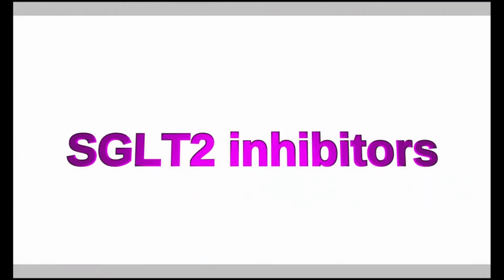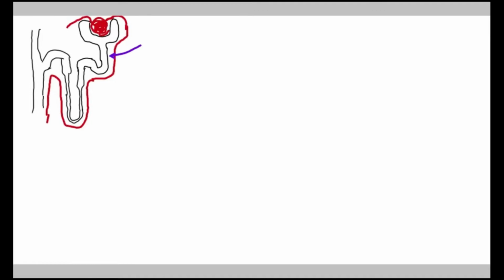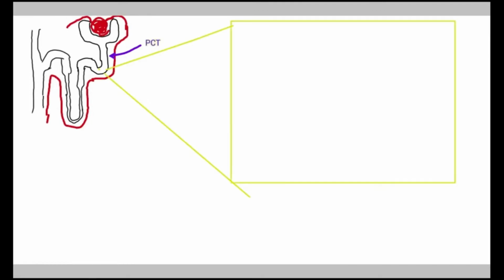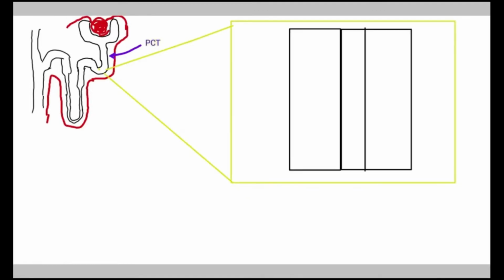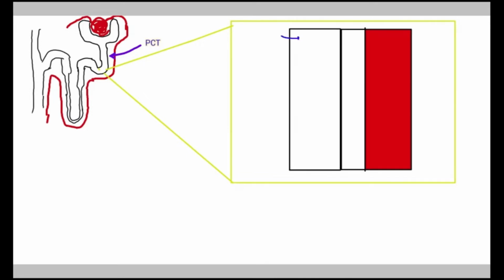Let's begin with our topic, SGLT2 inhibitors. SGLT2 inhibitors act on the proximal convoluted tubule of the nephron. Let's see what happens in the PCT. The microscopic structure contains the PCT lumen, the epithelial cell of the PCT, and a blood vessel. SGLT2 proteins are located in the renal tubules of the kidneys and are responsible for reabsorbing sodium glucose back into the blood. SGLT2 inhibitors inhibit SGLT2 proteins. As a result, more glucose is excreted in the urine.